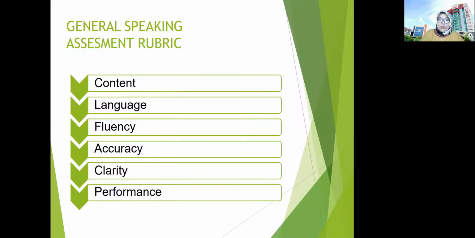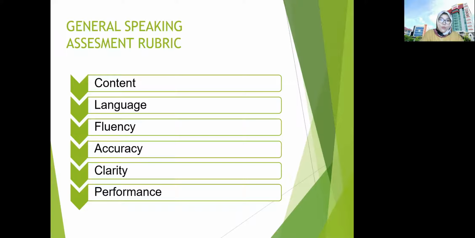Clarity. Clarity is one of the aspects in the speaking assessment rubric. Please make sure whenever you are speaking or doing a performance in any role, you speak using a clear voice, clear words, clear articulation, so that the assessor, or me later on, who will judge your performance, and also your friends who will do peer assessments of you, can see your performance very well and hear your voice clearly.